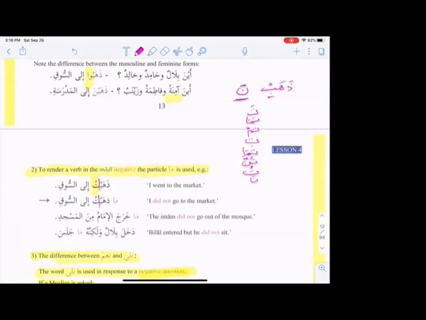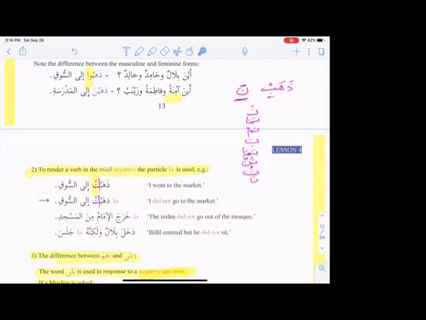Zahabtu ila souk. And you want to say, I didn't go to the souk. So what will you say? Ma zahabtu, no change. Ma zahabtu ila souk. I didn't go to the market. Ma kharaja al-imamu min al-masjidi. The imam did not go out of the mosque.